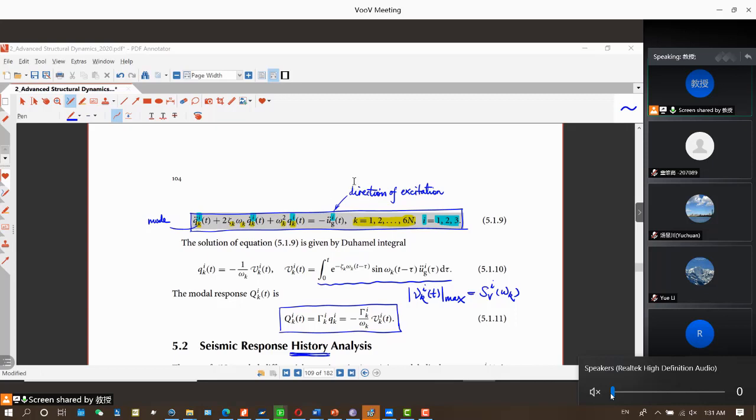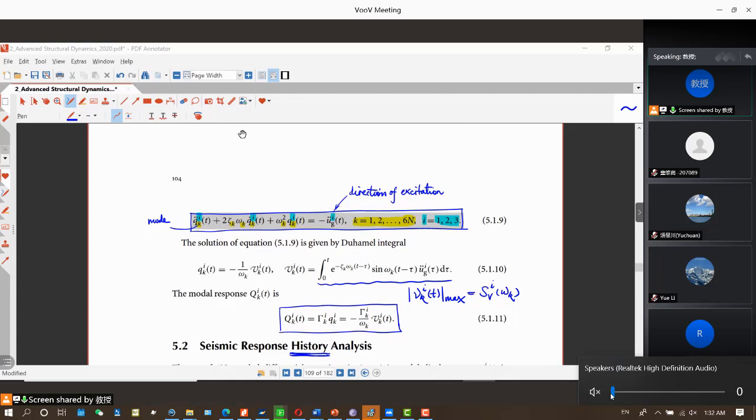This method is useful for nonlinear system because modal analysis is only for linear system. If you have a nonlinear system, you have to use the direct time integration. Okay, so there are many different methods. We cannot go into detail, but usually we use a commercial software such as Stardyne or Ansys to perform the integration. In both cases, we need to have the ground motion acceleration.